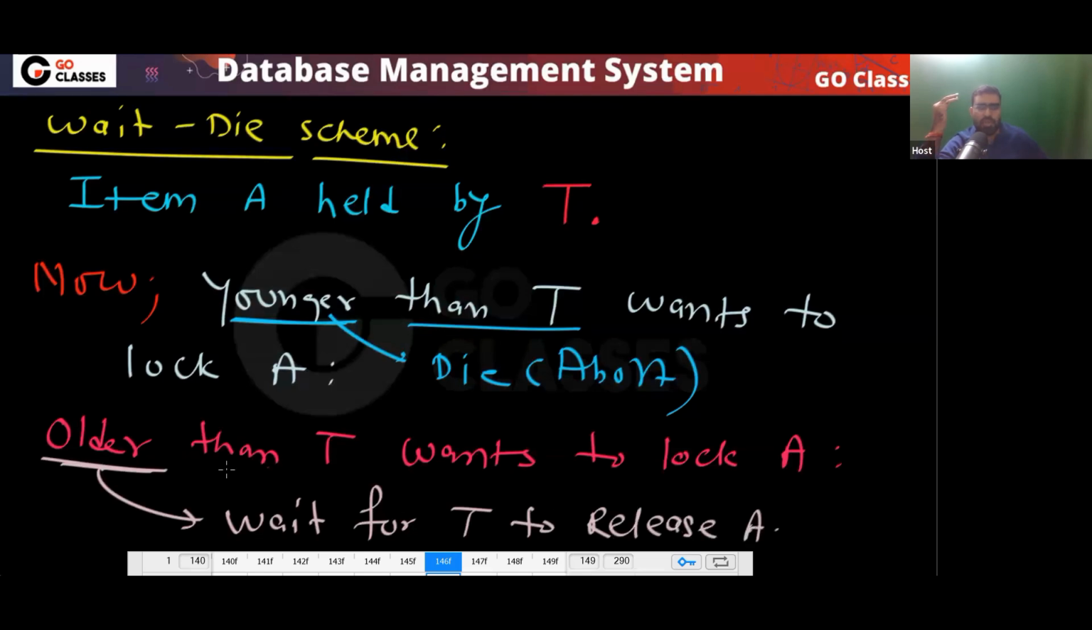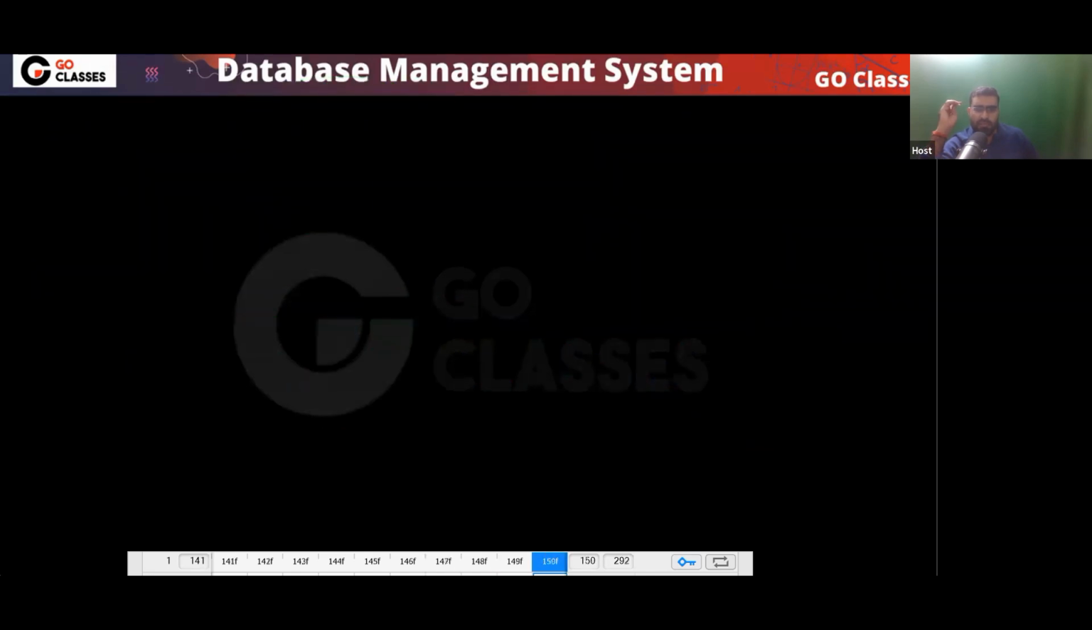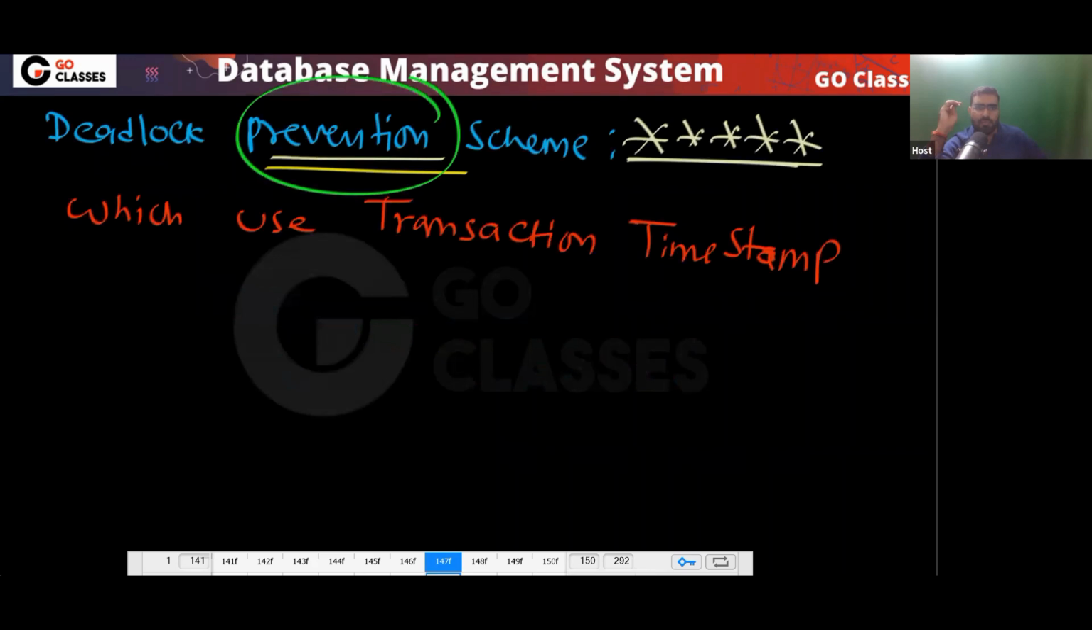Is this understood? Wait-die scheme. Did you understand? So older will wait, younger will die in this scheme. Very simple. Is this understood? Please tell me, can I go further? Very simple scheme. Now let's see the next scheme.